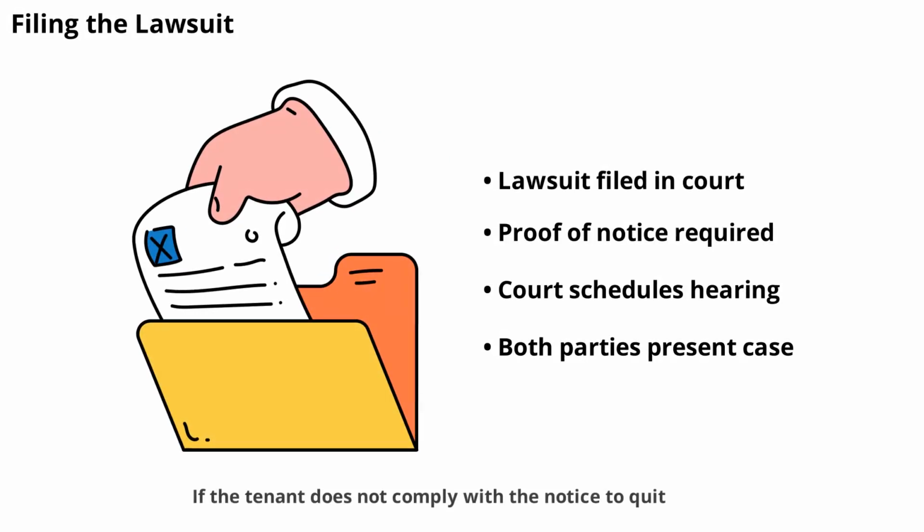If the tenant does not comply with the notice to quit, the landlord can proceed to file an unlawful detainer lawsuit in court. This legal action formally requests the court to order the tenant to leave the property. The landlord must submit specific documents, including proof that the notice was properly served and details about the tenancy. Once the lawsuit is filed, the court will schedule a hearing to allow both parties to present their case. This step marks the official start of the legal eviction process.